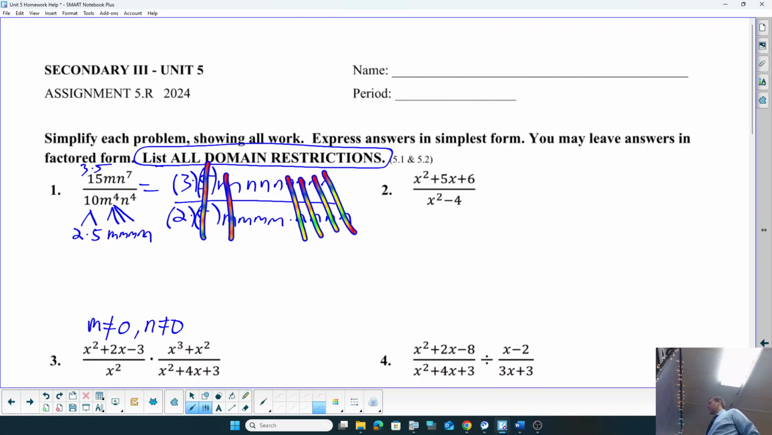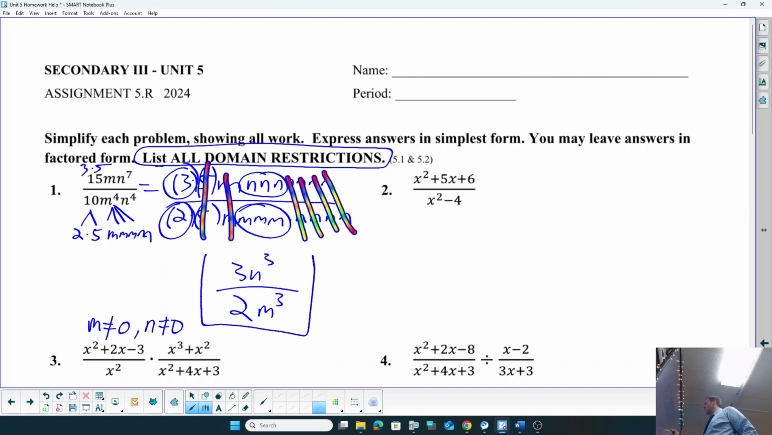What do we have left? Well, we've got a 3, and we've got 3 n's left, so that's 3n to the 3rd power, divided by a 2 and 3 m's on the bottom. So we got 3n cubed over 2m cubed. Nice.